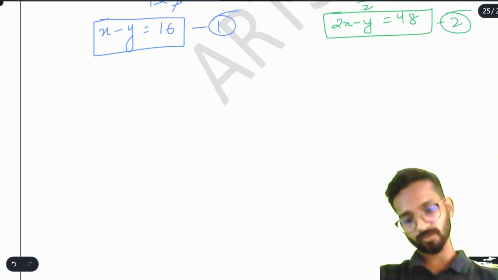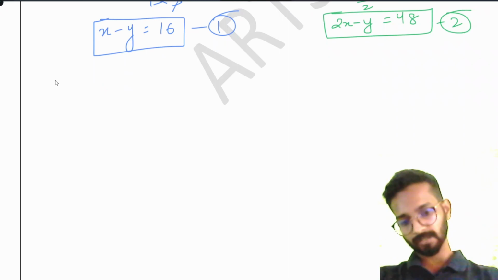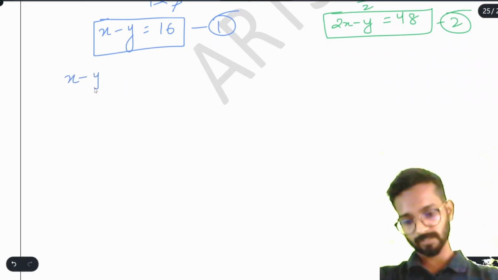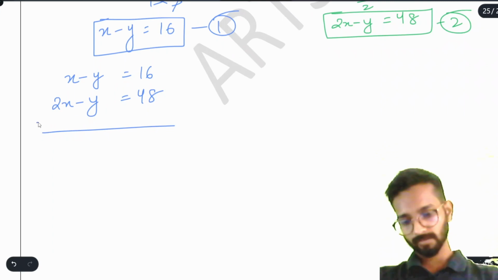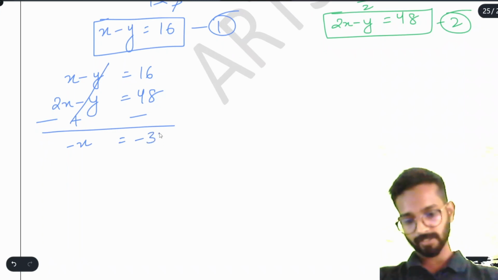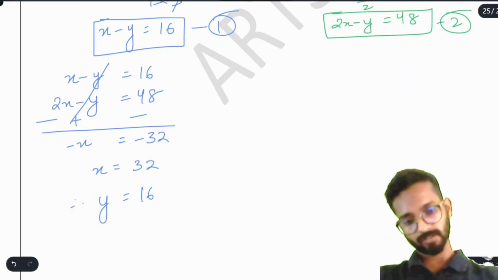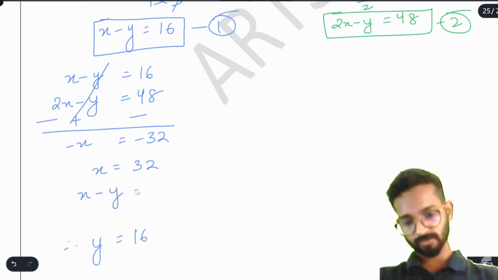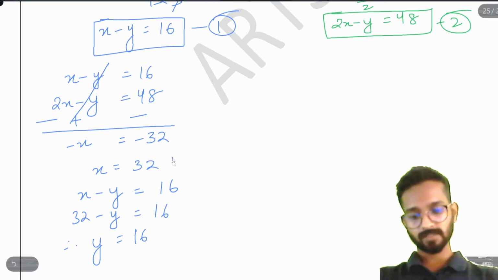Solving both these equations, you can just simply subtract. x minus y is 16, 2x minus y is 48. Minus plus minus minus, y will be cancelled, this is minus 32, so x is equal to 32, therefore y is 16. How? I have put 32 in the first equation, don't get confused. x minus y is equal to 16, x is 32, minus y is equal to 16, so y will be 16. x is speed 32 meters per second, y is 16.